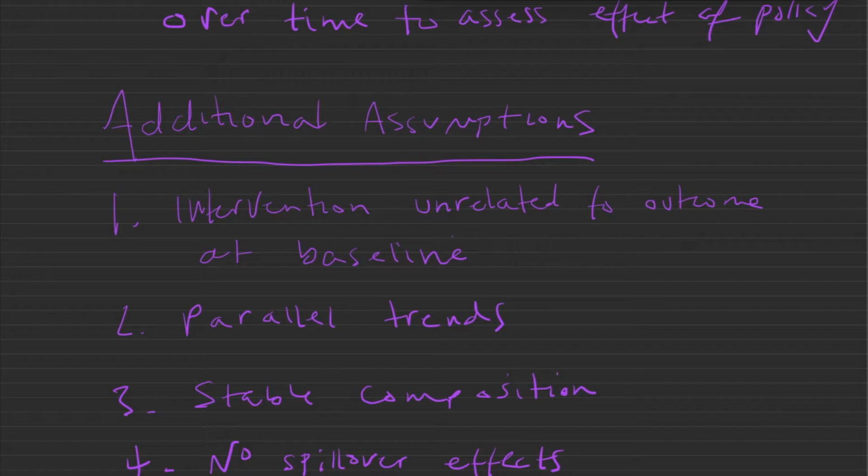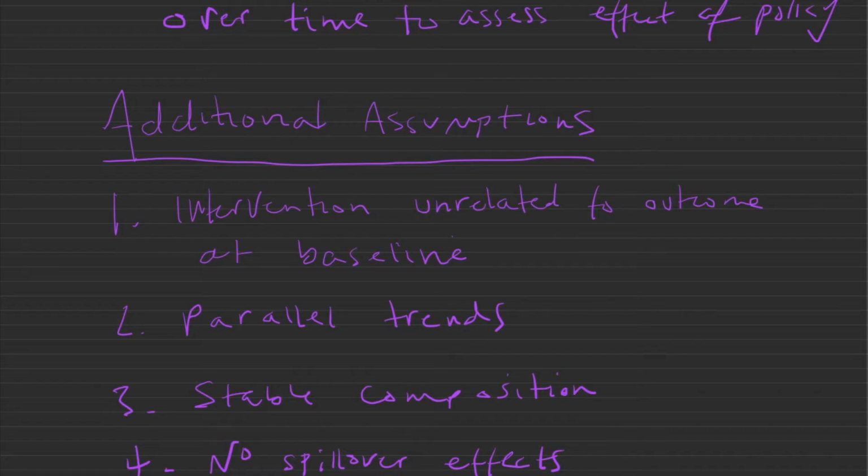And finally, for identification of the treatment effect, in our example, the effect of expanding Medicaid under the Affordable Care Act on healthcare consumption, we require no spillover effects. No spillover effects means that the treatment or the intervention has no effect on the control group.